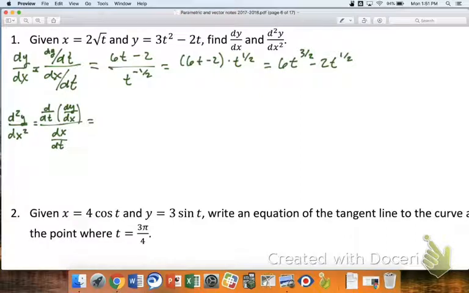So d/dt of dy/dx would be 9t to the 1/2 minus t to the negative 1/2. And then all of that is divided by dx/dt, which we already had from the previous step. dx/dt is t to the negative 1/2. So technically at that point you're done. But if you wanted to, you could simplify a little bit. You could flip that t to the negative 1/2 up, and that would give you 9t minus 1. Yeah, 9t minus 1. Okay, questions, concerns about that?